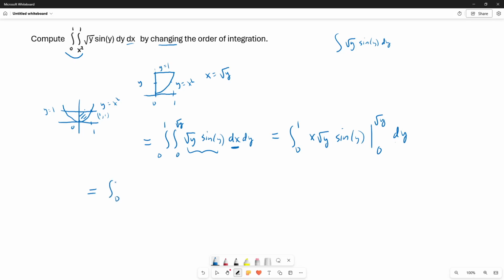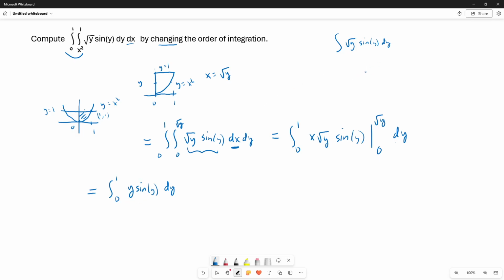So we get the integral from 0 to 1. When we plug in the square root of y for x, we multiply that by itself, and that gives us y. And we have sine y. And then when we plug in 0 for x, we get 0. So this is the entire integrand, dy. Okay, now to integrate this, which is similar to the earlier one, but that square root makes a big difference, we can use integration by parts just one time here, and we can anti-differentiate this.